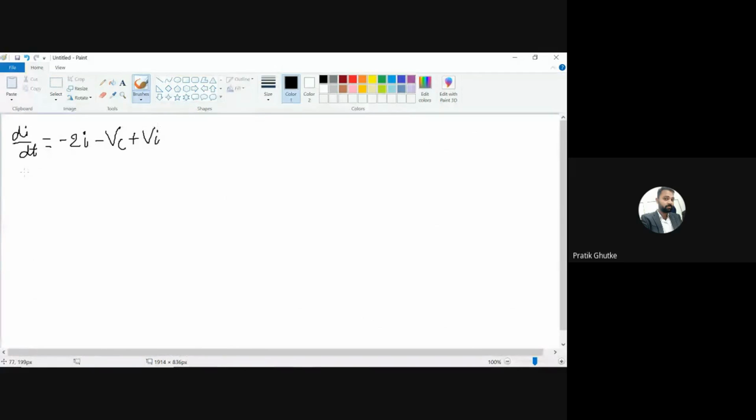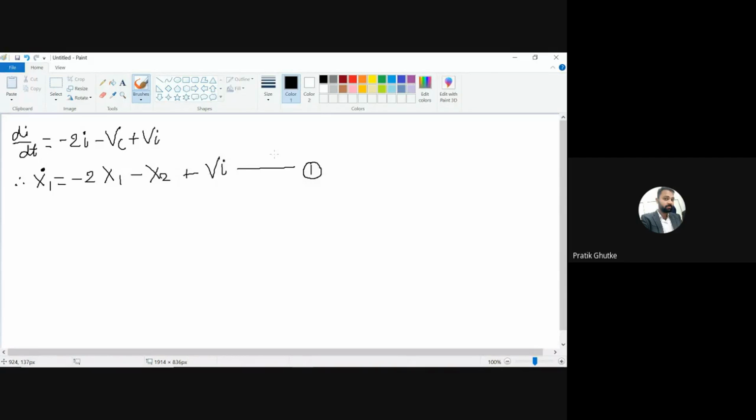Therefore, x1 dot, di by dt I am considering as x1 dot here. So x1 dot equals minus 2x1 minus x2 plus Vi. This is my equation number 1. What I have replaced here is that the current I is replaced with x1.